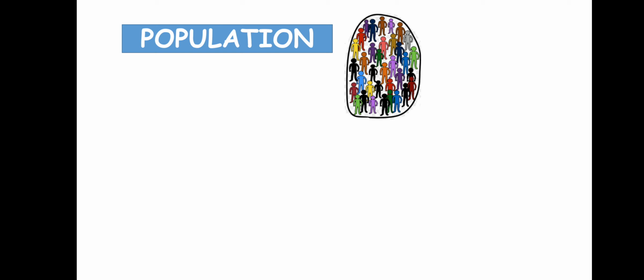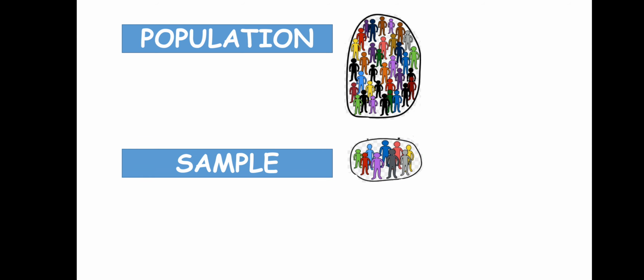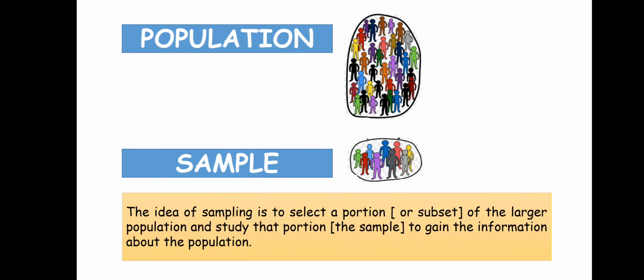Next, in biostatistics we generally want to study a population. You can think of a population as a collection of persons, things or objects under study. Now to study a population we select a sample. The idea of sampling is to select a portion of a larger population and study that portion to gain information about the population. So this is a sample.